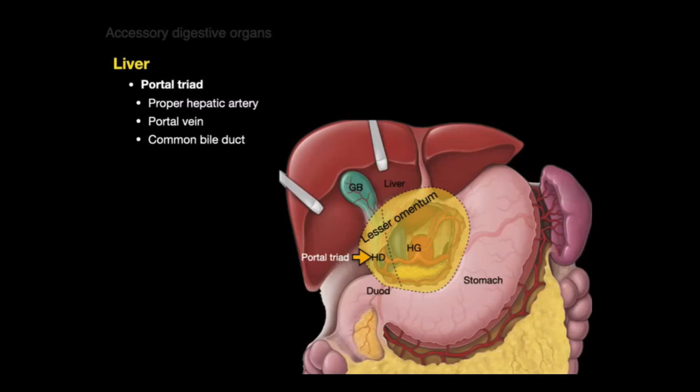And see here, we have the portal triad. The portal triad is going to be forming the lesser omentum. The lesser omentum originates from the lesser curvature of the stomach and the first part of the duodenum itself, and it splits into two ligaments down here. First, you have the hepatoduodenal ligament and the hepatogastric ligament. The hepatoduodenal ligament is going to form your portal triad itself.